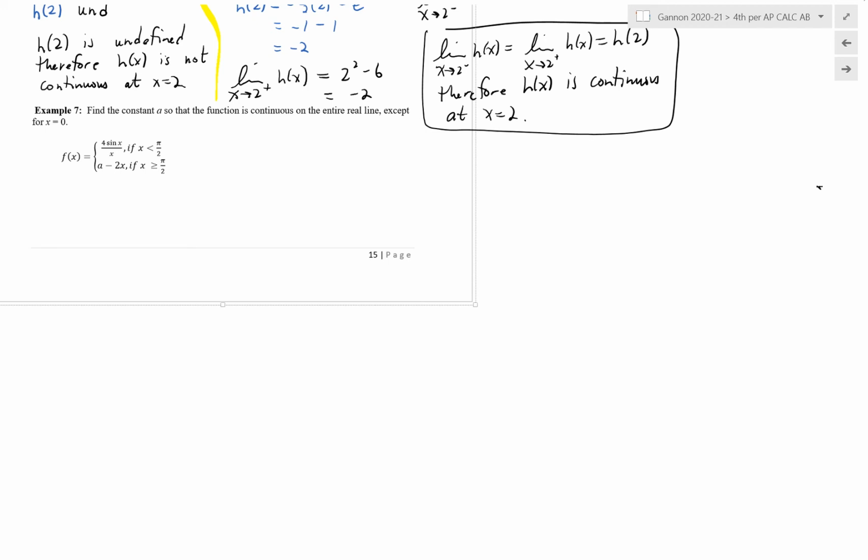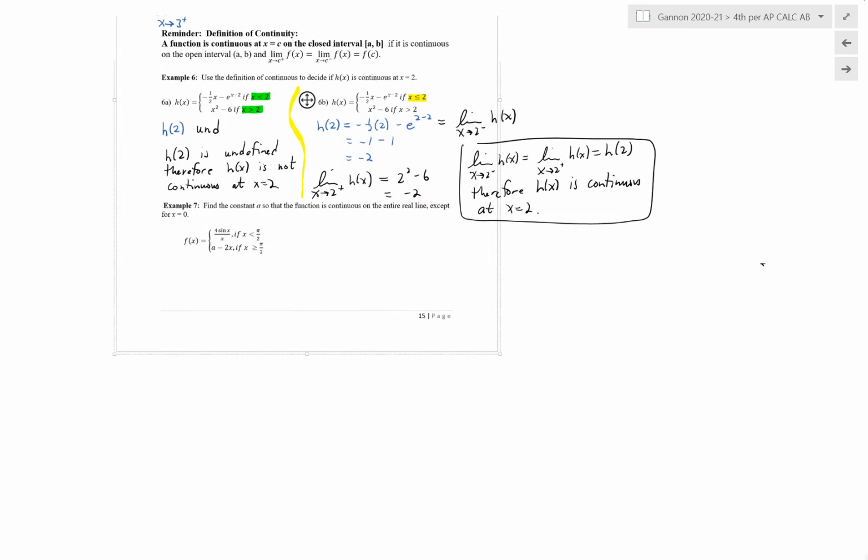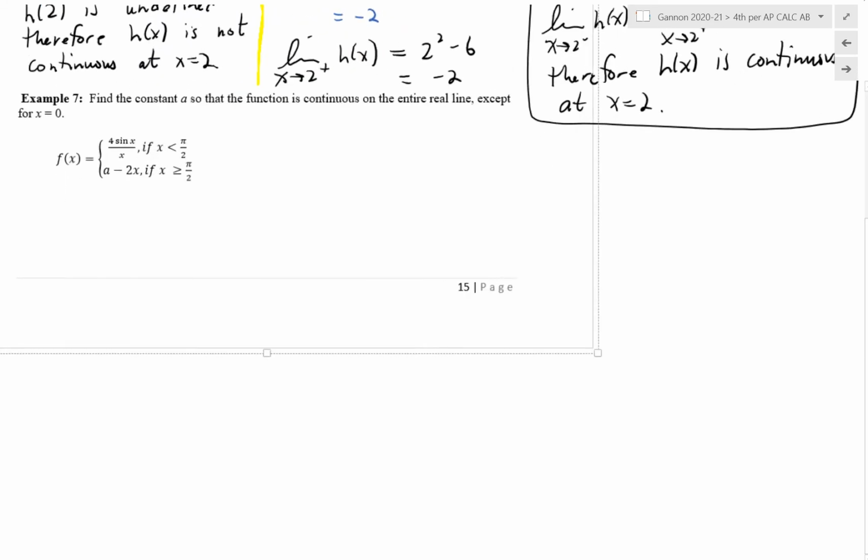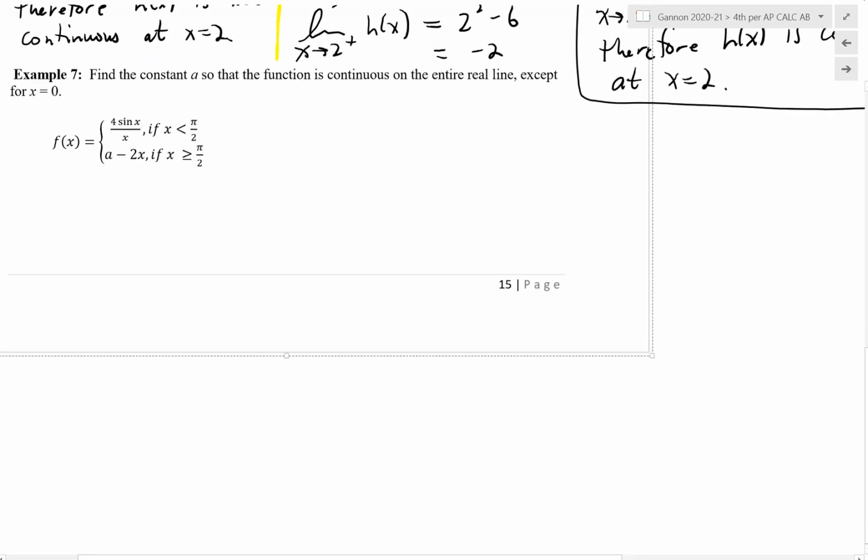So what I'm going to do is set up an equation where I substitute pi over 2 in for x and set these expressions equal to each other. So if I have 4 sine of pi over 2 divided by pi over 2, and that would need to equal a minus 2 times pi over 2. So now I have an expression that's going to allow me to solve for a.